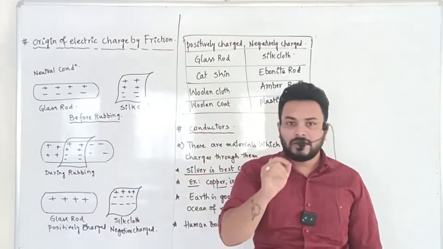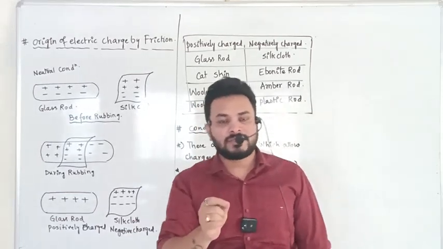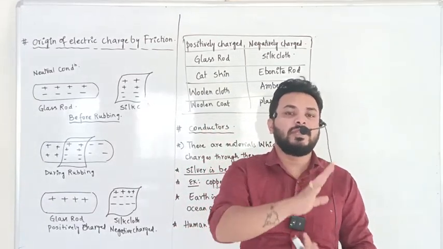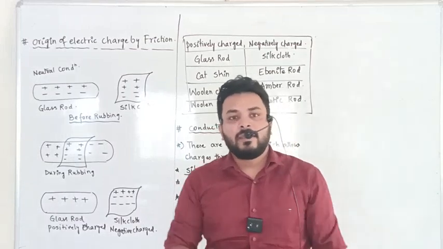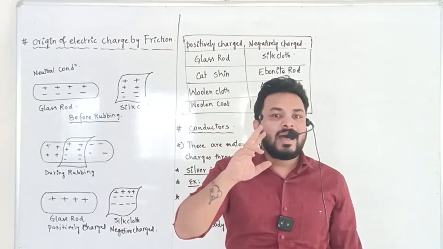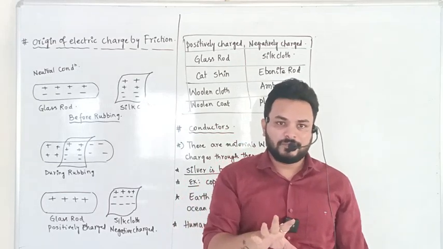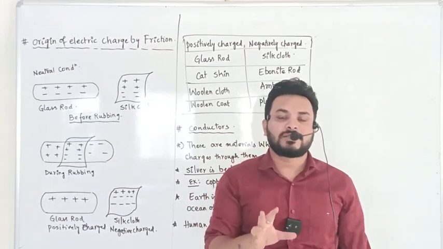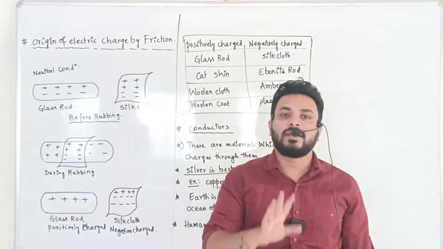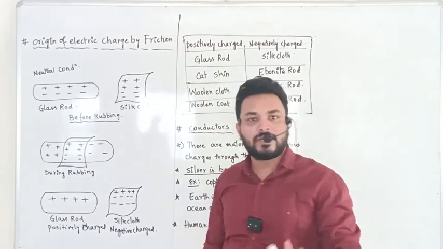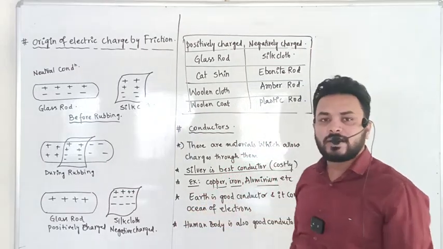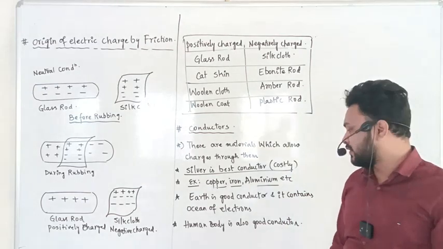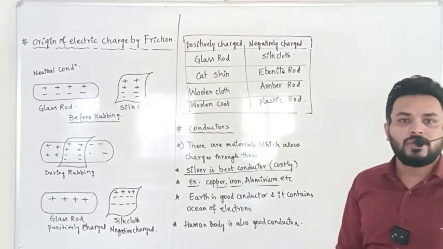See, whenever earthing happens, the electrons transfer to the earth, or electrons will come to the material. Whenever high voltage comes to the fridge, the excess charge will go to the earth. That's why we are not getting the shock. Understood? That's why we call Earth a good conductor, and it contains an ocean of electrons. It is a reservoir of electrons, and the human body is also a good conductor.